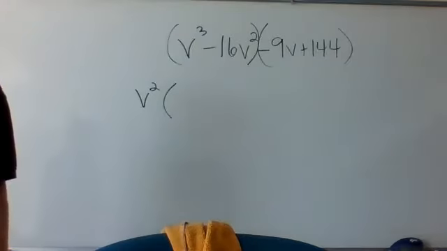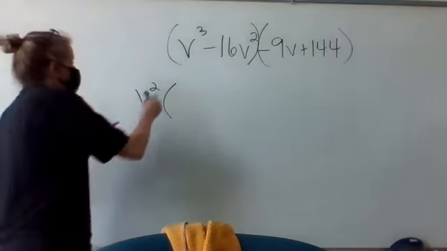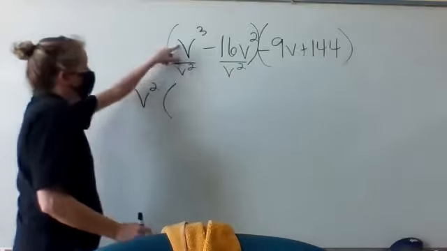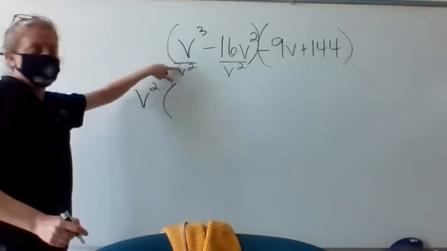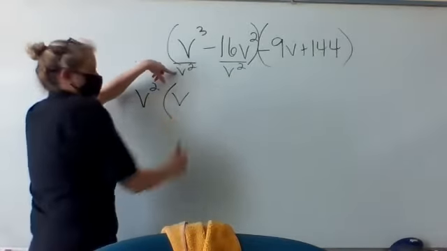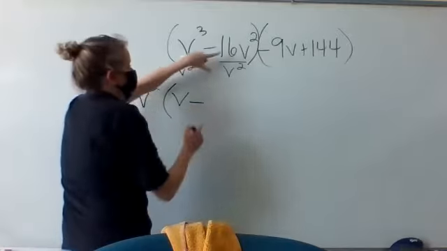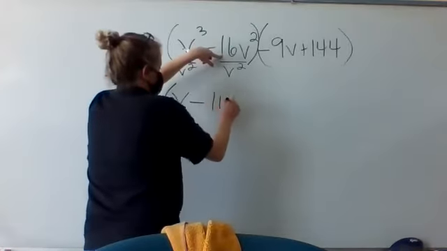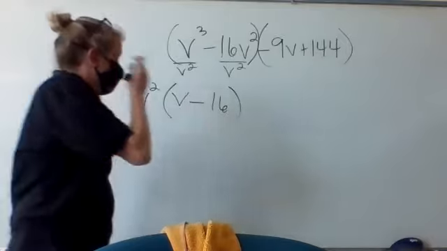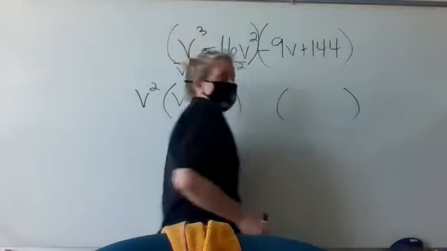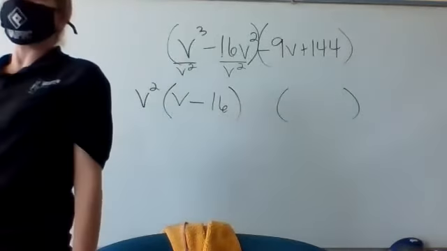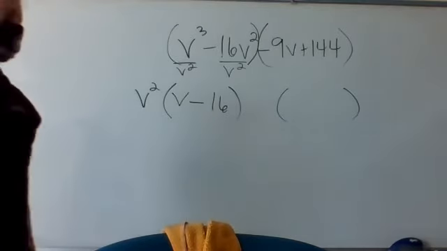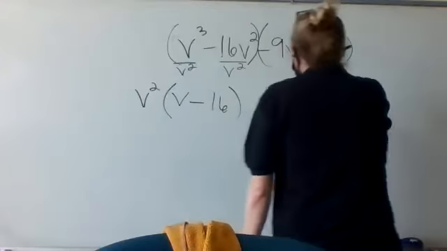Put in parentheses what is left. If I divide these both by that v squared that I pulled out: v minus 16. I had v cubed, I pulled out v squared, so I'm left with just a v. Minus, I pulled all the v's out of that one, so I'm just left with the 16. Now, let's keep that in mind. That needs to be v minus 16 when I'm done. So let's think about our signs first before we do anything else.